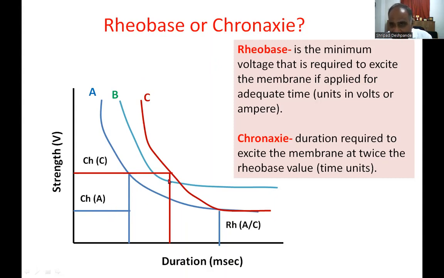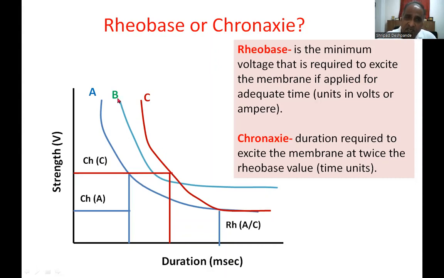Now, in the case of the red line, the Chronoxy, if I want to calculate, twice the Rho base value intercepts this curve here. And this is the duration for the Chronoxy for C. So that means A is easily excitable and C is less easily excitable. In the excitability range, one is more excitable, the other less excitable. That means it requires a greater strength, a greater voltage, or greater duration.